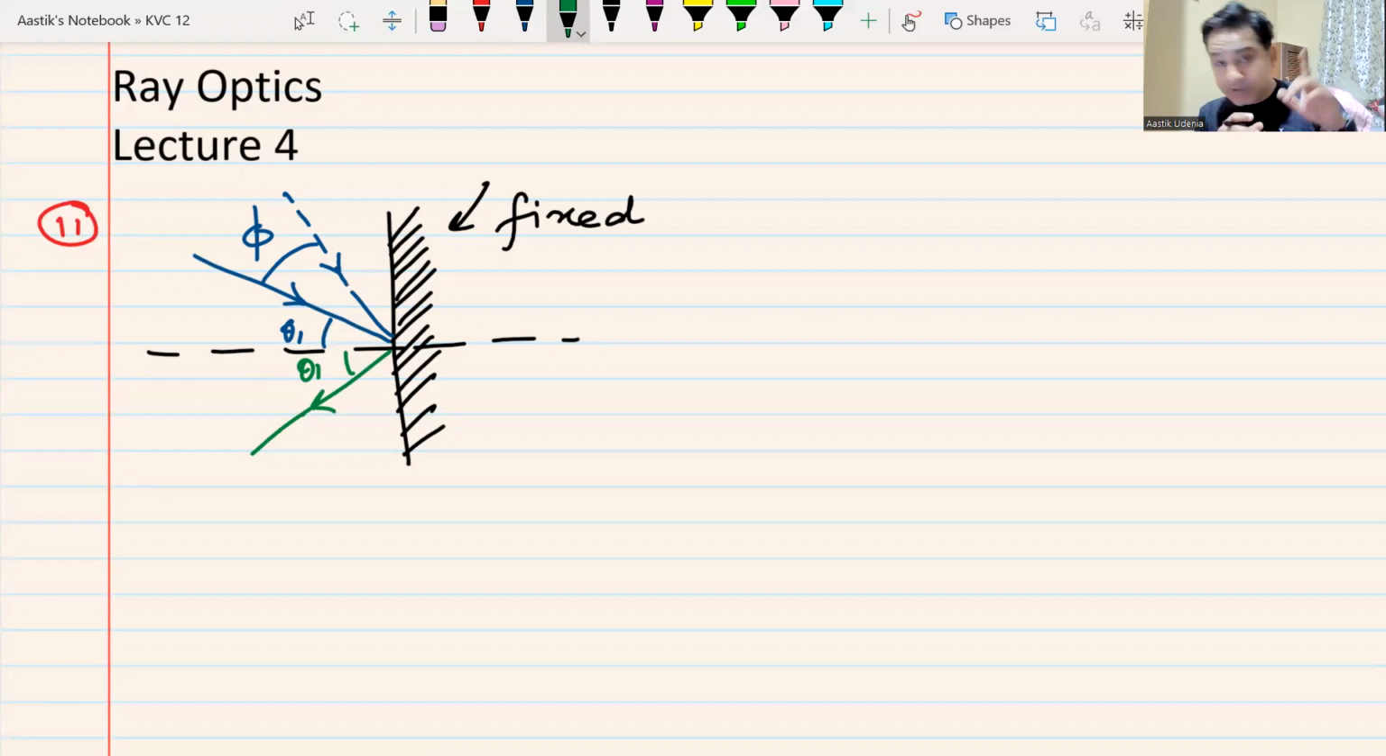The dashed one is the new ray. If I call this ray I, the new ray is I dash. If I call this reflected ray R, the new reflected ray will be R dash. Where will R dash come? What will happen to R dash? Tell me fast. No idea?